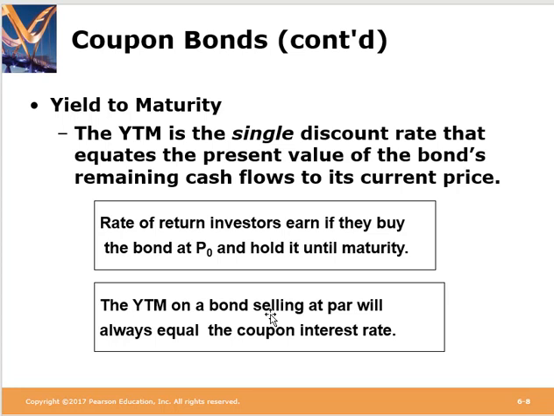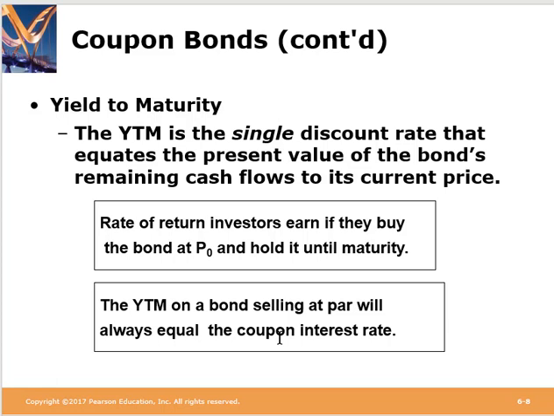So again, let's just review. The yield to maturity is the single discount rate that equates the present value of the bond's remaining cash flows to its current price. Again, that's the rate of return you earn if you buy the bond today and hold it to maturity. Now, the yield to maturity on a bond selling at par will always be equal to the coupon. So if the yield to maturity was 10% and it was a 10% coupon, you would know immediately that that bond would sell for roughly $1,000.